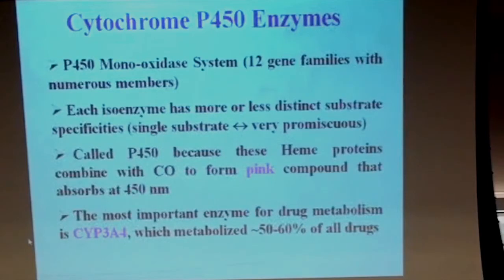So what are these enzymes? This is a huge family of monooxidases. Some of them are so specific that they only turn over a single substrate. Other enzymes, like this one here, CYP3A4, are extremely promiscuous. This enzyme metabolizes 50 to 60% of all clinically used drugs. This is an impressive enzyme. These enzymes are called P450 because they are heme proteins, and if you treat them with carbon monoxide, they form a pink complex that absorbs at 450 nanometers. So P simply means pink.